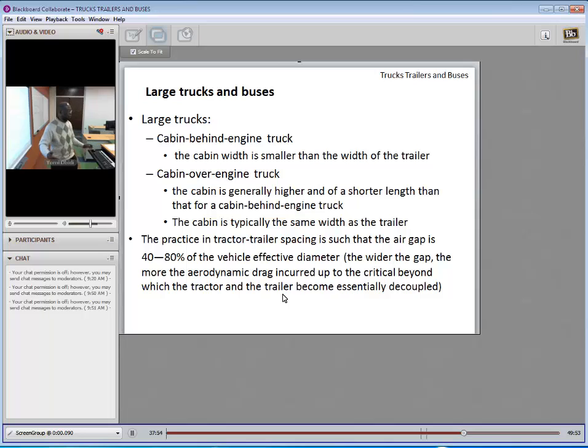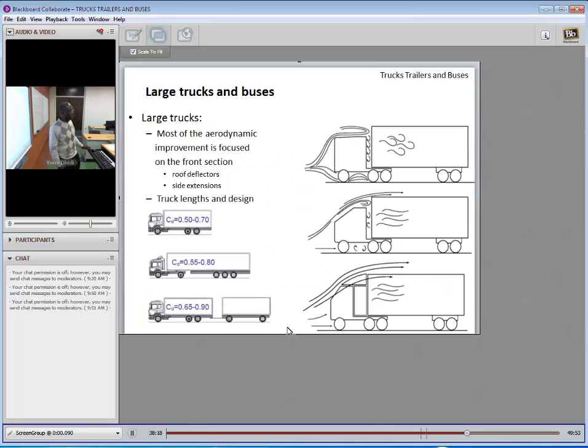Beyond a critical value, we said the wider the gap, the more the aerodynamic drag incurred, up to a critical value. After some critical value, it doesn't matter how wide the air gap is, because we will be treating the trailer and the tractor as two separate entities. But up to that critical point, the aerodynamic drag increases with the air gap. Okay.